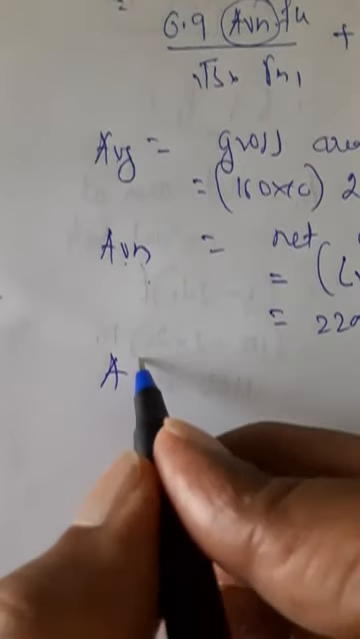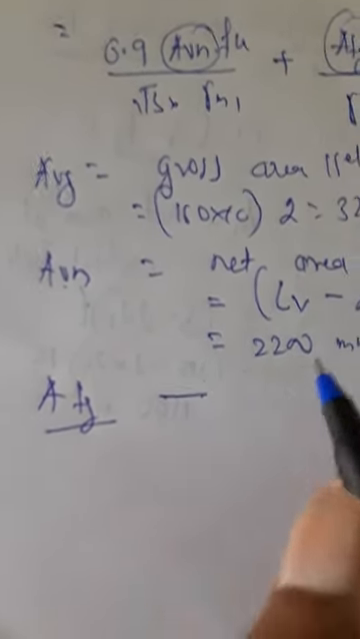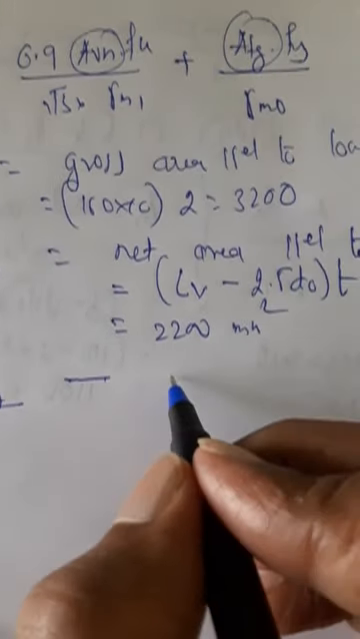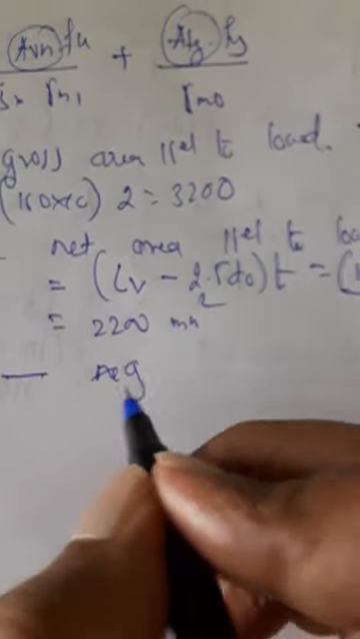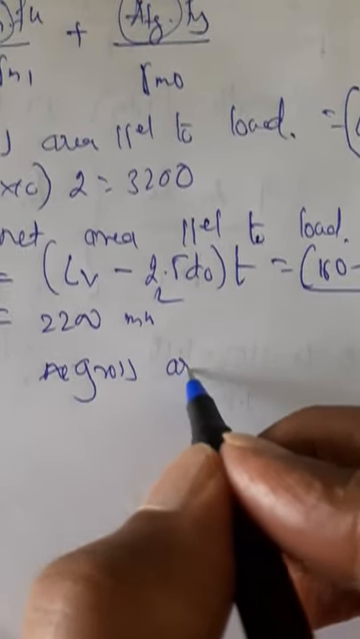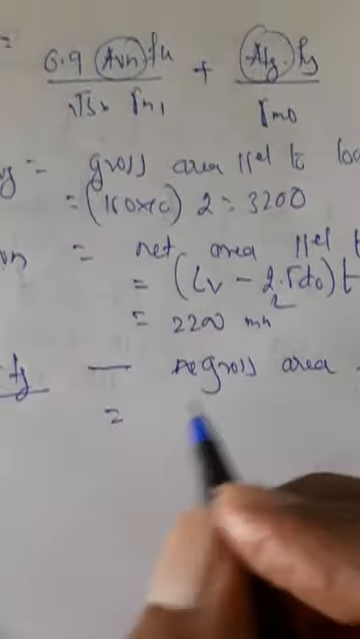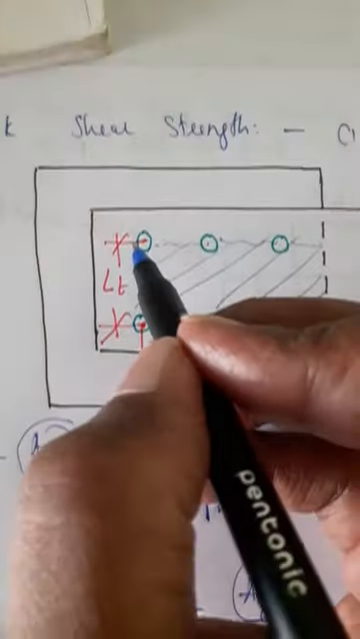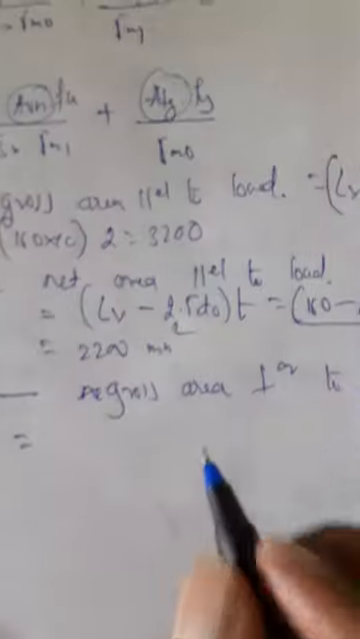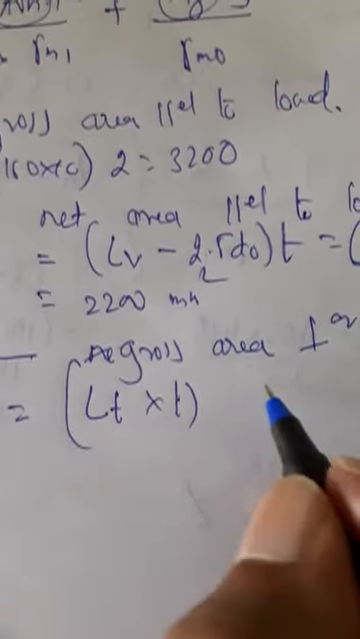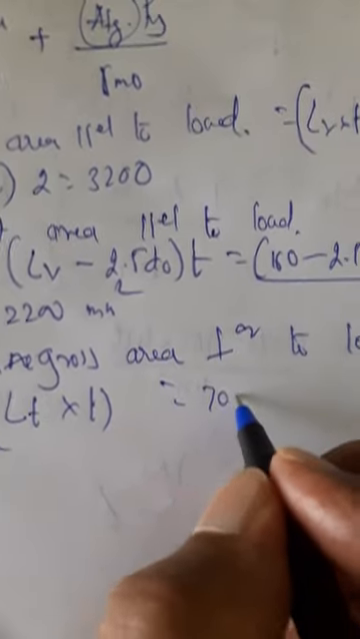Next, ATG. ATG, T stands for tension, G for gross. Gross area perpendicular to load. So perpendicular to load is this distance, LT, so it is LT into T. Substitute the values, 70 into 10, 700.